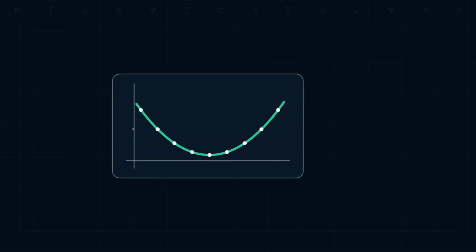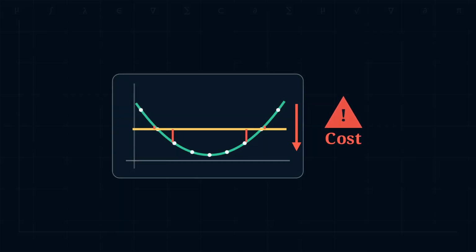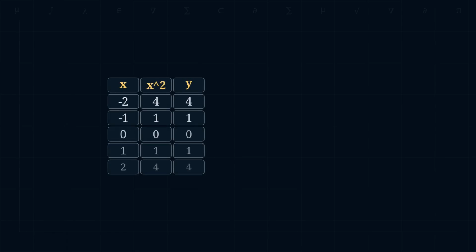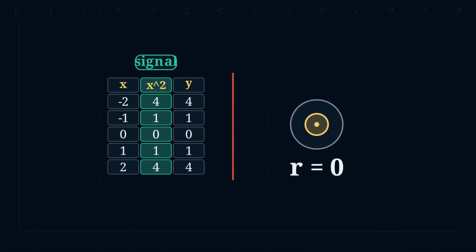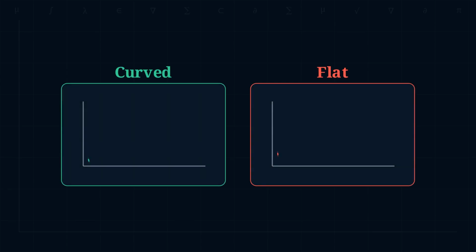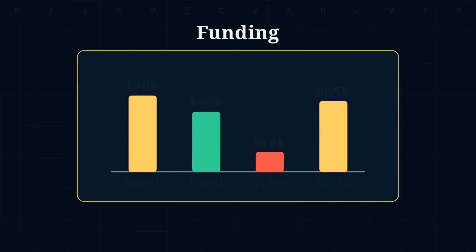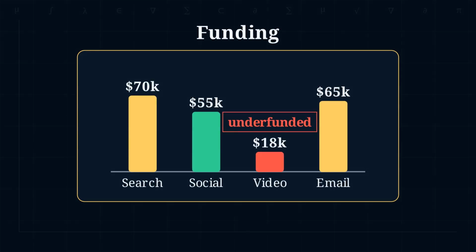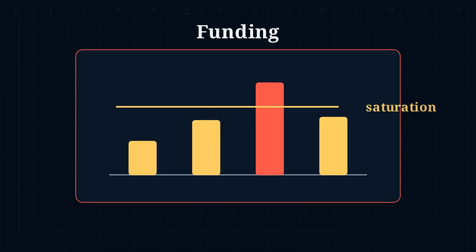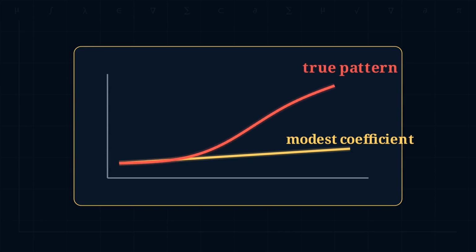The cost of that mistake is practical and painful. You leave signal on the table because you trusted a metric that is blind to the kind of structure you actually have. Forecasts that should hedge for curvature instead double down on a flat trend. You might underfund a channel at the very range where it starts to work, or keep funding it past the point where it saturates, simply because the coefficient stayed modest while the true pattern was not.